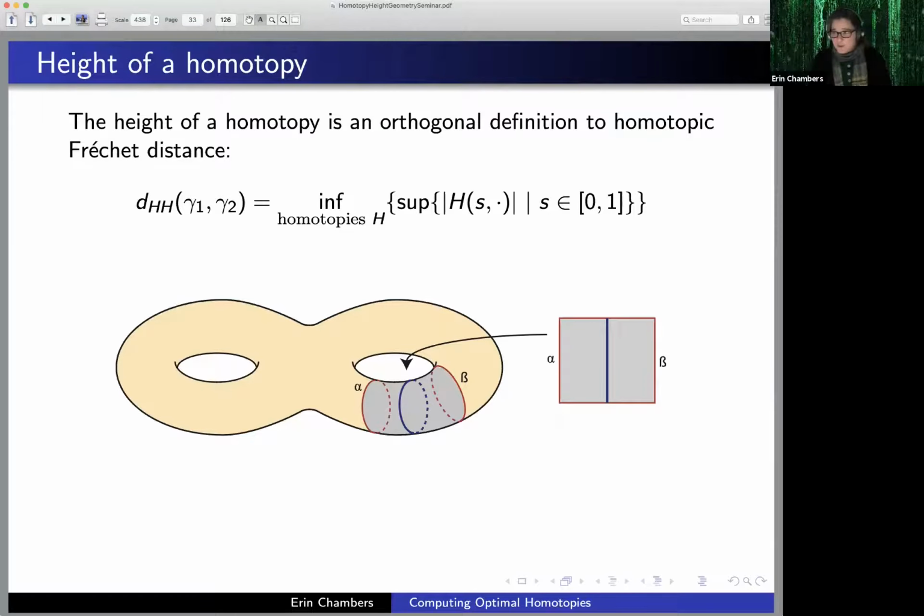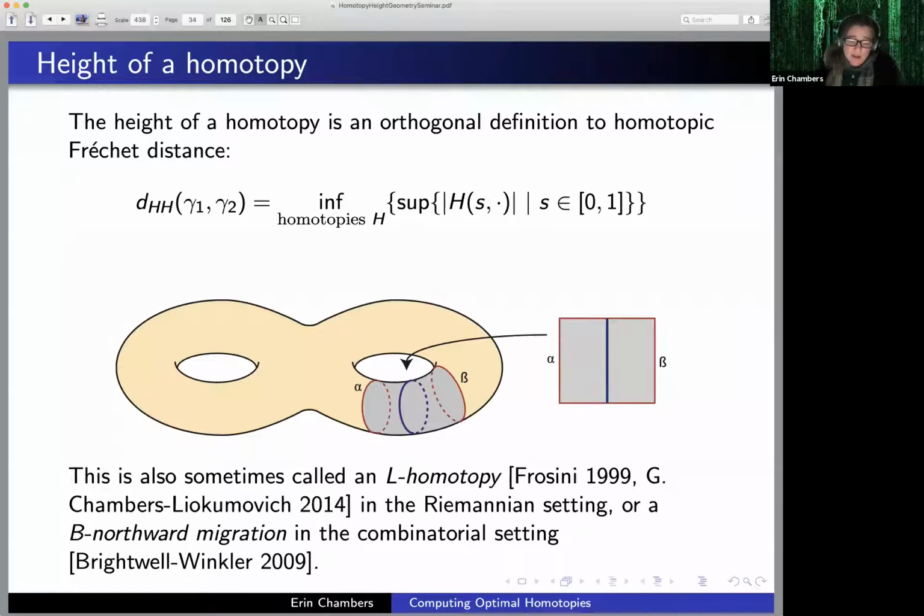So we just did the orthogonal thing, right? And here I can draw on the pretty picture again and say, okay, so you're sliding alpha to beta. What's your longest intermediate curve as you stretch, right? As you slide along, somebody's going to be the biggest thing. Could be alpha or beta, or it could be somewhere in the middle. So just try to minimize that.